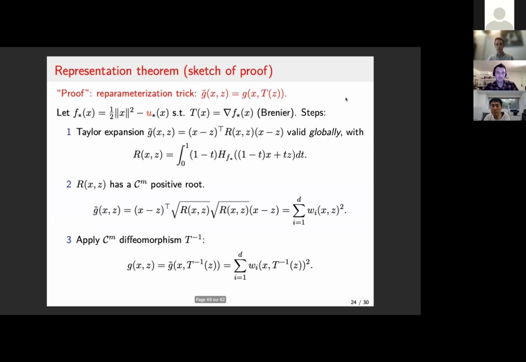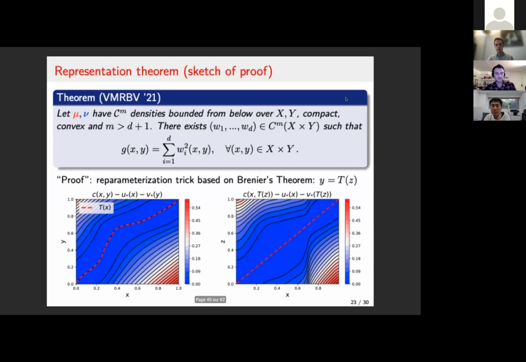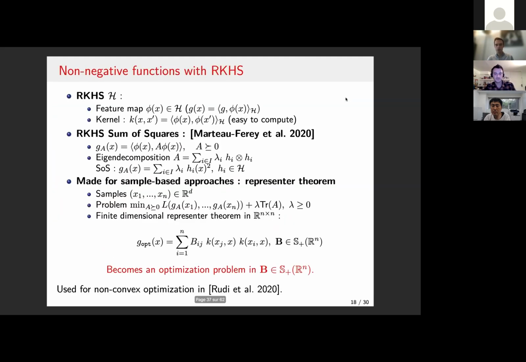So the regularization term, trace of A. Okay. The reason why we have this regularization term, there are several reasons. One of them is to get this finite dimensional representer theorem. Because if we don't add regularization, then same as in kernel methods, we cannot have a finite formulation.